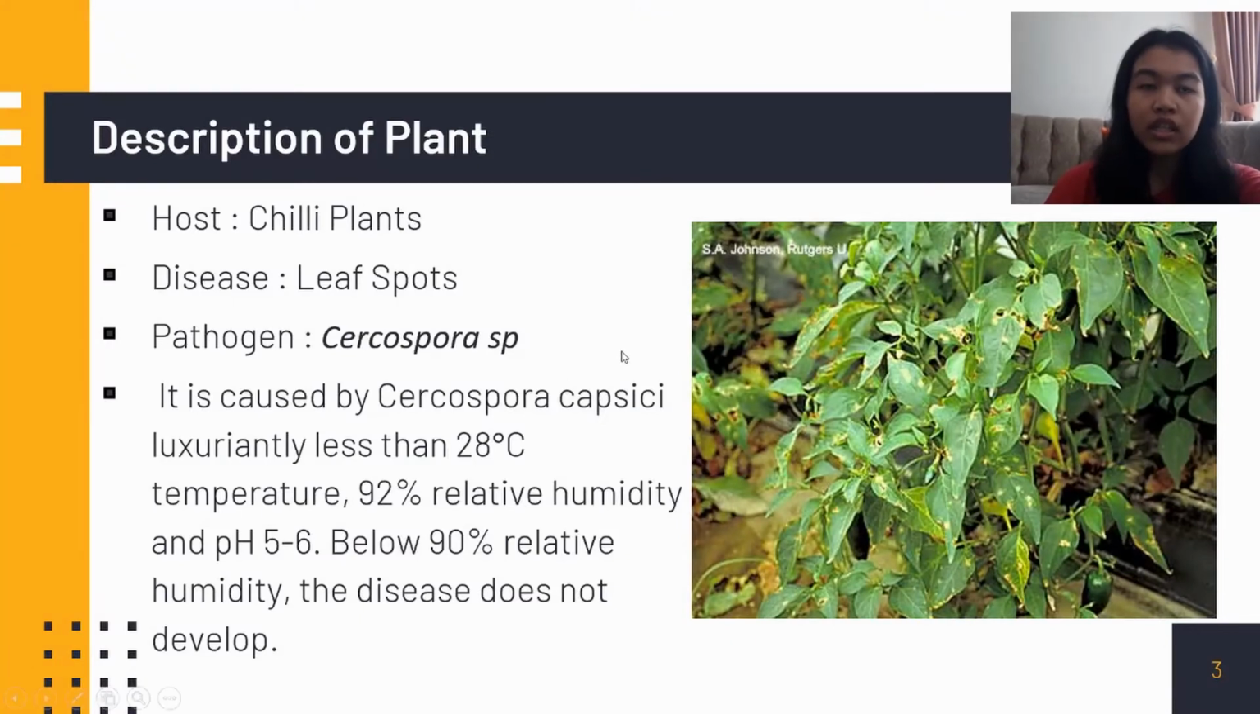The next one is the description of the plant. The host of this disease is chili plants, and the disease itself is named leaf spots. The pathogen that causes leaf spots is Cercospora species, and it thrives at a temperature of less than 28 degrees Celsius, 92% relative humidity, and a pH of 5 to 6. Below 90% relative humidity, the disease doesn't develop.